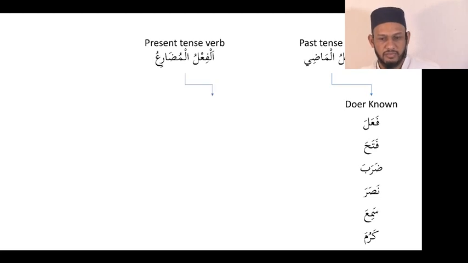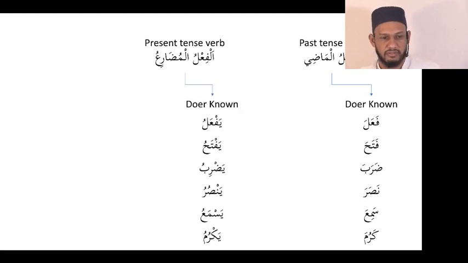Then the next scale we did was the mudari' scale, the present tense scale. That is where the doer is also known, like yaf'alu, they are doing, yaftahu, they are opening, yadribu, they are hitting, yansuru, they are helping, yasma'u, they are hearing, yakrumu, they are being generous or noble. So those are the first two scales we're going to practice.